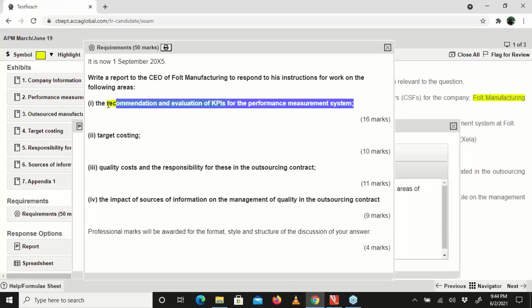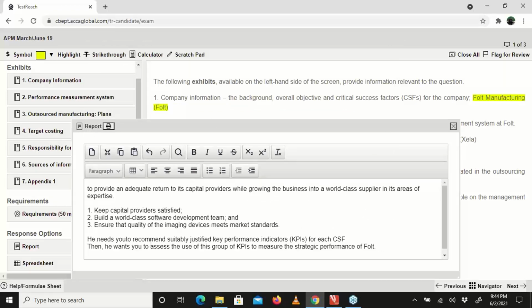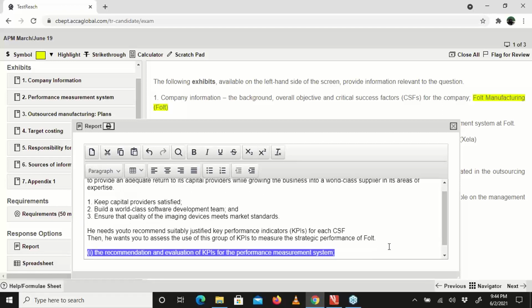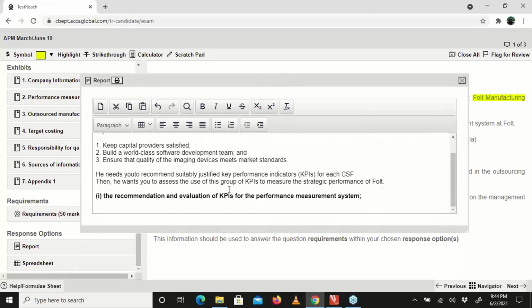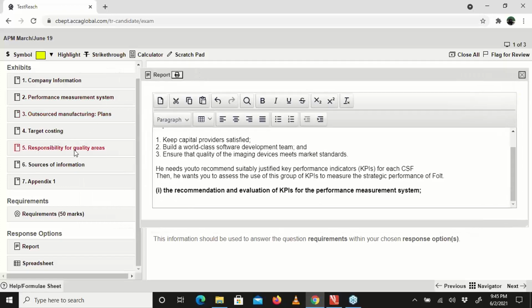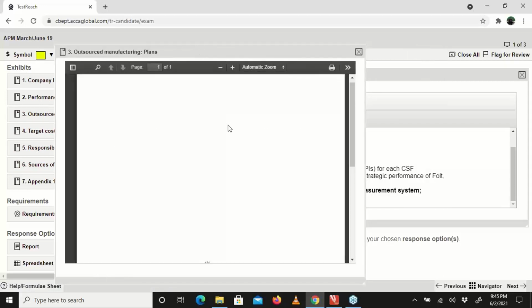The question's requirement is the recommendation and evaluation of the KPIs for the performance measurement system. This is the question's requirement as per the examiner. But I have copied a lot of things for my own purposes, because I want to know how exactly I would be able to answer the question. So for this I have done that. Now I'm going through these just to see if there is anything relevant.